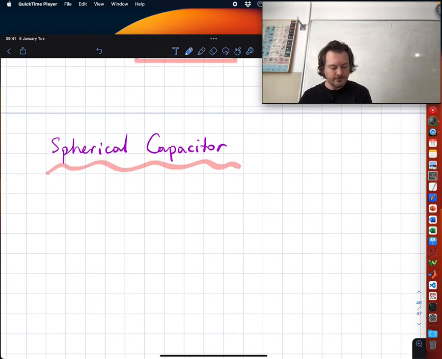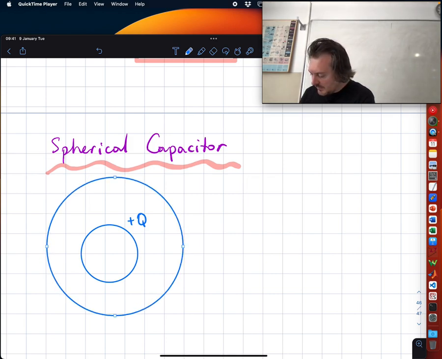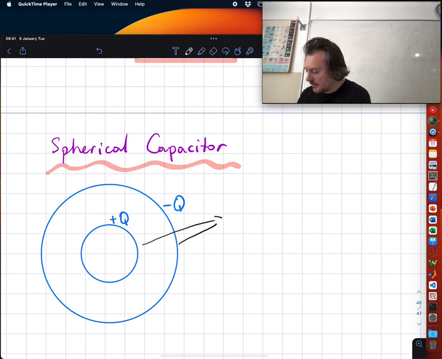This time, I have a plus Q inside, let's say, minus Q outside, so both of them are conducting spherical shells.